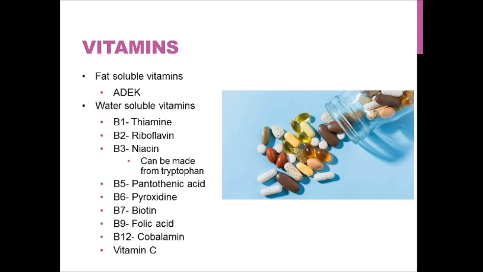B7 is biotin, and it's helpful for hair, skin, and nails. And if you're deficient in biotin, you'll be deficient in all of your other B vitamins, because biotin is needed in order for the rest of them to be absorbed. Vitamin C is also a really good antioxidant, so it's good at preventing cancers and genetic mutations. It's also really helpful for your immune system.